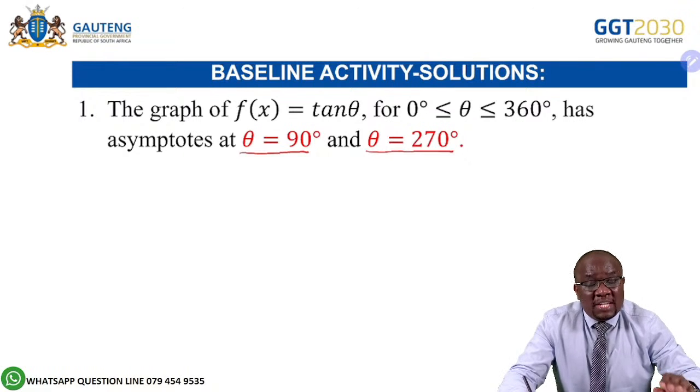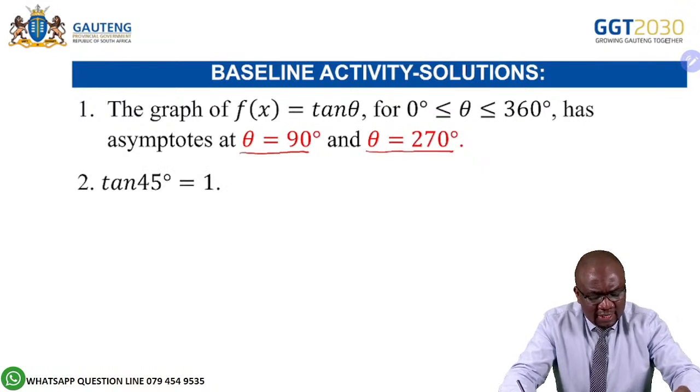Here we're looking at the effect of A and Q. So these asymptotes are not going to change for now. We will talk about the changes in the asymptotes later, but for today's lesson, our asymptotes are at 90 degrees and 270 degrees.